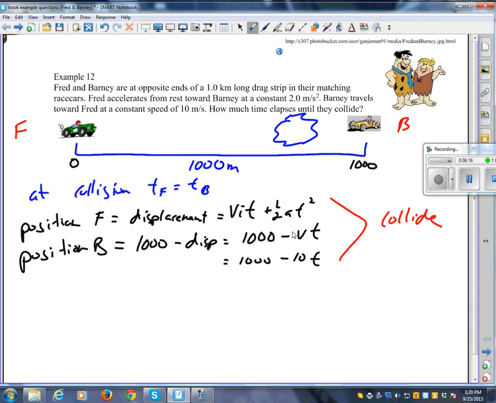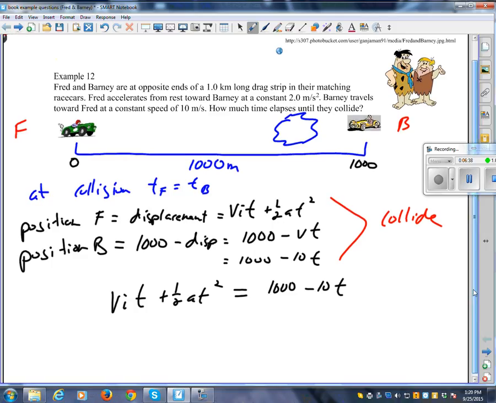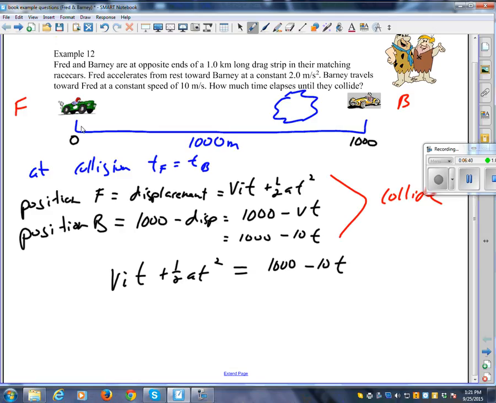So in other words, VIT plus 1/2 AT squared is equal to 1,000 minus 10t. Set them equal to each other. Set their positions equal to each other. Can you solve that? Well, fortunately, the initial velocity is 0, right? So 0t, so that sort of drops off.